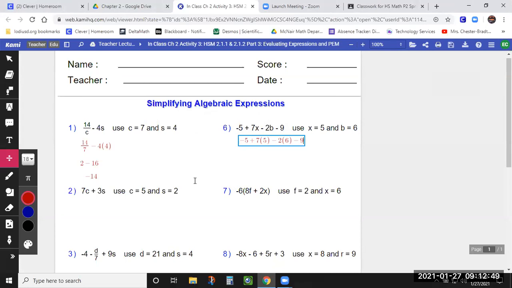So we have to solve what piece first. According to our order of operations, what comes next?